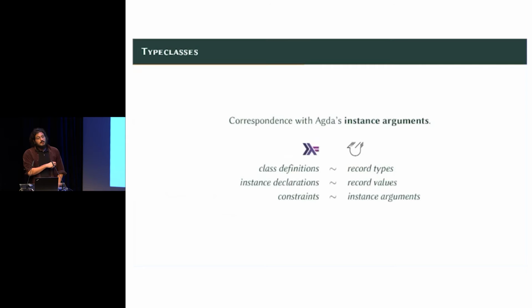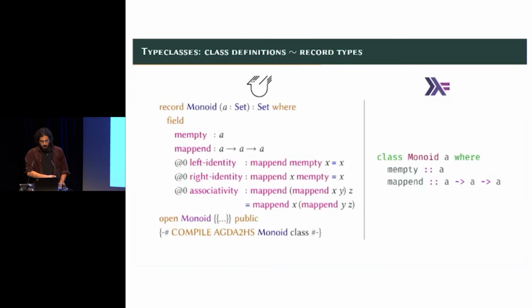The instances will be values of those corresponding record types. And constraints in a qualified type, left of the fat arrow, would become instance arguments in Agda with normal arrows. We'll see how that looks. So let me clarify with an example. We have the monoid type class on the right, and we just have a record with a field mempty and mappend. But look at this wonderful thing.